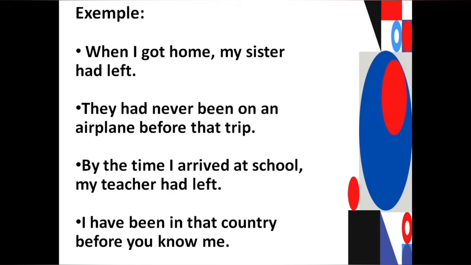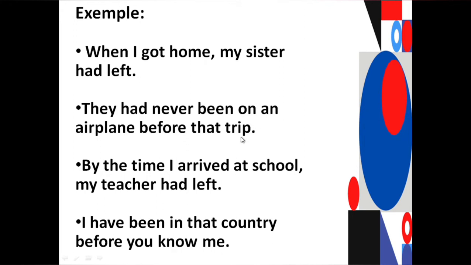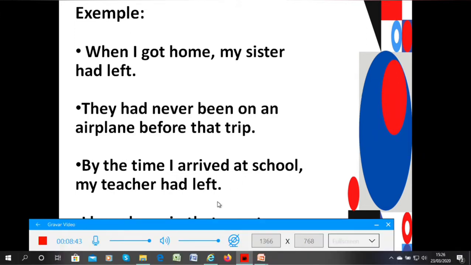By the time I arrived at school, my teacher had left. So when I arrived at school, my teacher was gone. He wasn't there anymore. Okay. So the action that happened first was my teacher left, and what happened next? I arrived. Okay. This is the simple past. So see, no problem.